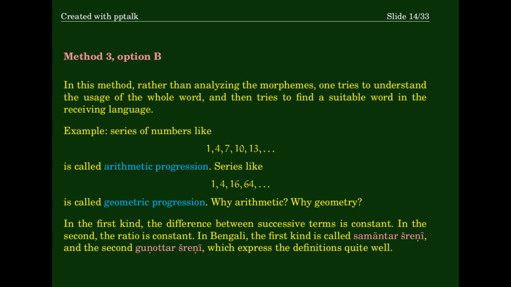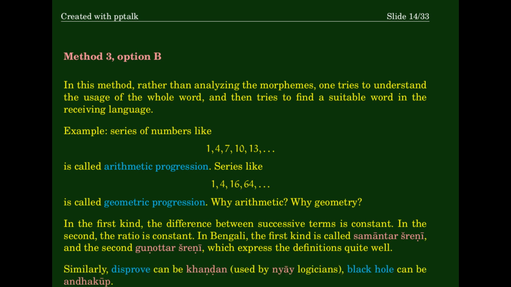In Bengali, the first kind is called samantar sreni. Samo antar. Antar is difference. Samo means equal. So, literally it means equal difference series. The second one is called Gunottar Shreni. Gun is multiplication, and so it's a series obtained by multiplication. So, these explain the definitions quite well. So, there is really no need to literally translate arithmetic progression or geometric progression.